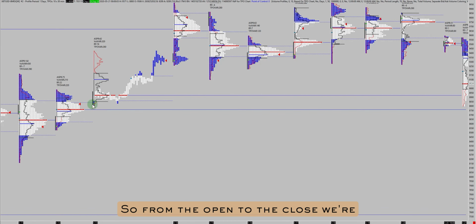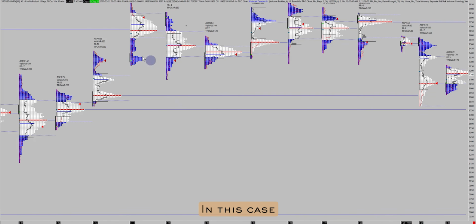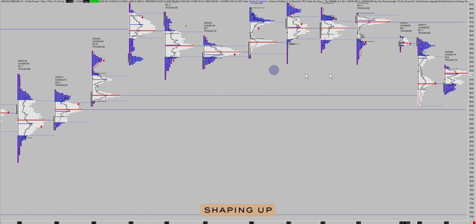Okay, so from the open to the close, we're almost at both extremes, where you could see that we have a very high rotation factor to the upside, a very positive value. In this case, buyers are clearly very in control. So that's another thing we're looking for. We're looking to decide not only is the market shaping up to be balanced or imbalanced, but is there one side that is beginning to show more control than the other?